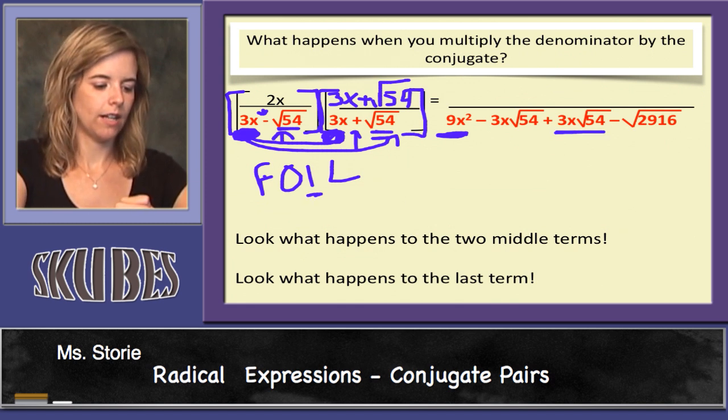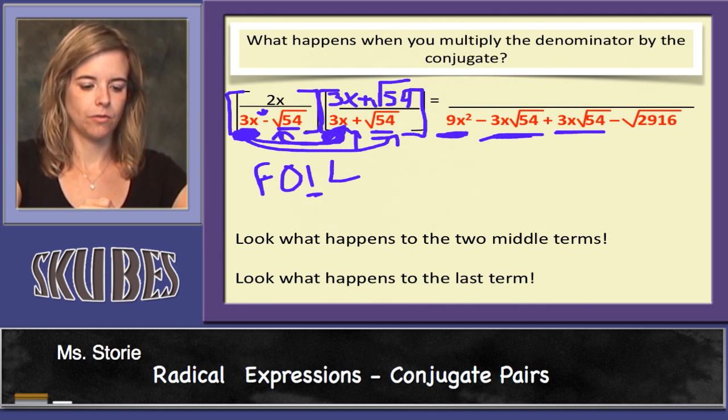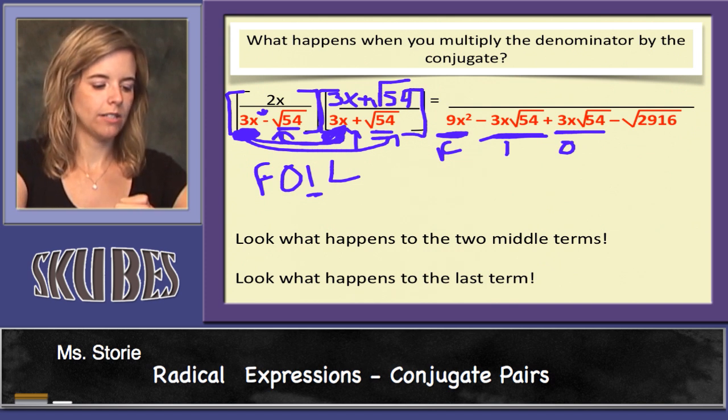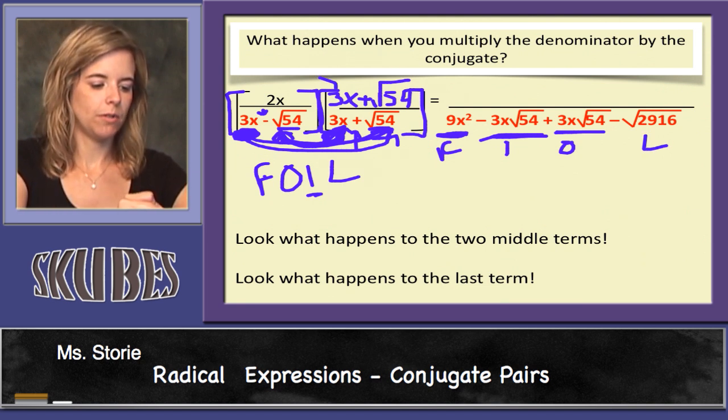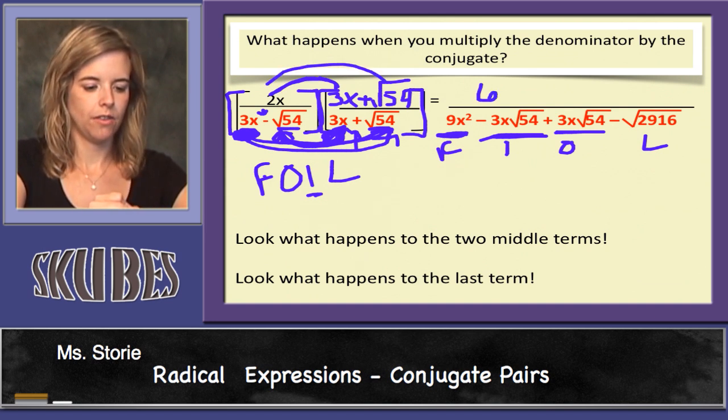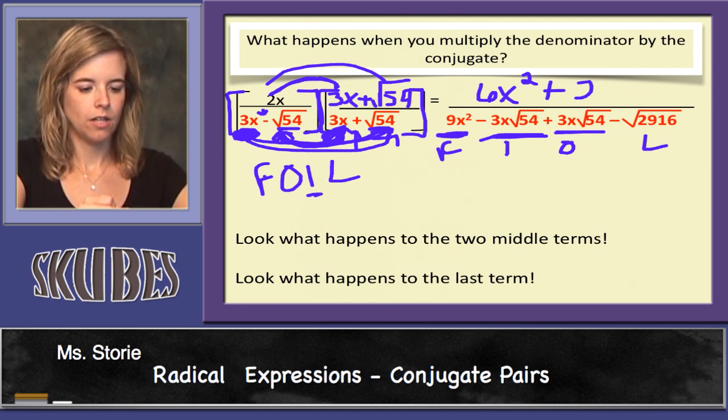It's right here. Then you're going to do the inside, which is negative radical 54 times 3x. It's this one right here. So I have this, this one, and then the last one is going to be the radical 54 times the radical 54, and that's my last term. Here, I'm just distributing the 2x to each of these terms. So I'm going to end up with 6x squared plus 2x radical 54.